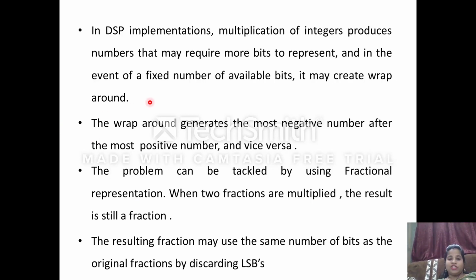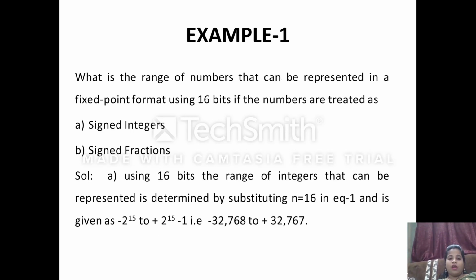In DSP implementations, multiplication of these integers will produce a larger number of bits, and given the fixed number of available bits, it may create wraparound. This wraparound generates the most negative number after the most positive number and vice versa. This problem can be tackled by using a fractional representation, because when two fractions are multiplied, the result will also be a fraction. The resulting fraction may use the same number of bits as the original fractions by discarding the LSBs. So this is an example.